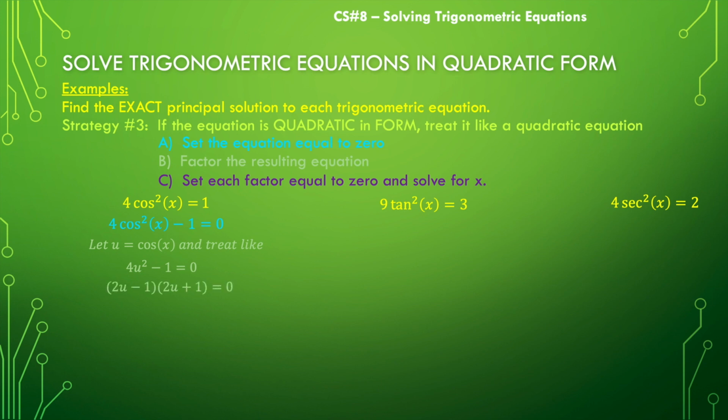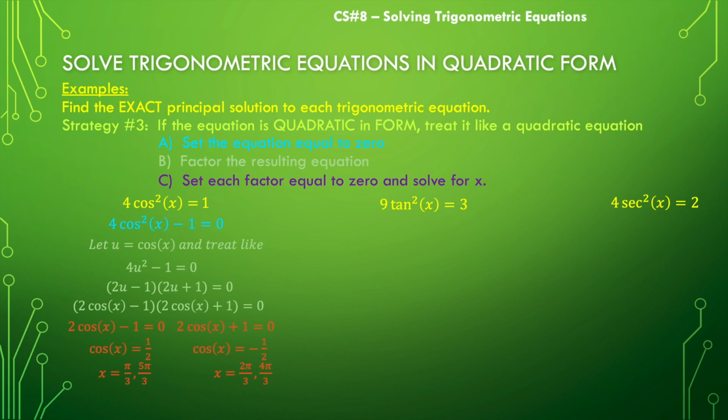And we will back substitute our trig function. So we would end up with 2 factors of 2 cosine of x minus 1 and 2 cosine of x plus 1 is equal to 0. Now, if I set both of those factors equal to 0 and isolate the trig function, we will end up with cosine of x is equal to 1/2 and cosine of x is equal to negative 1/2. And so we will end up with 4 solutions here, 2 from the left and 2 from the right.